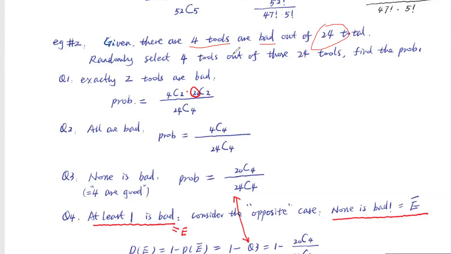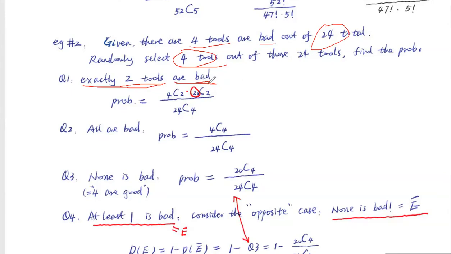Now, we know there are 20 good ones. Now, we randomly select 4 tools out of those 24. Question number 1: what is the probability for us to find exactly 2 tools that are bad? So 2 tools that are bad. That's the one we want to find out.